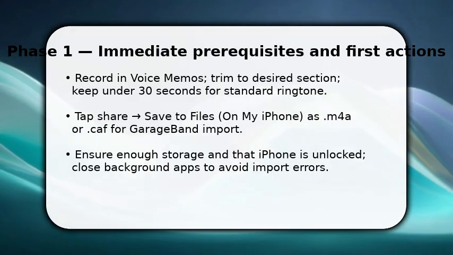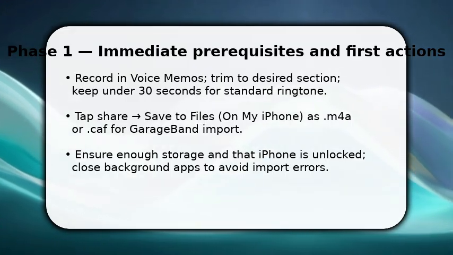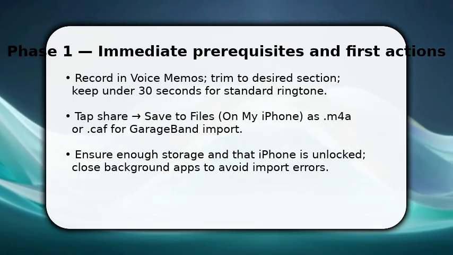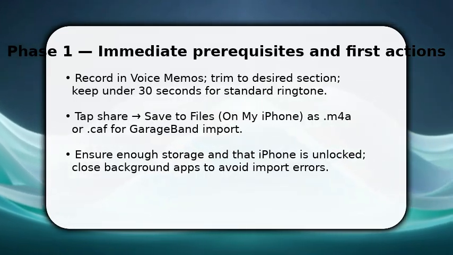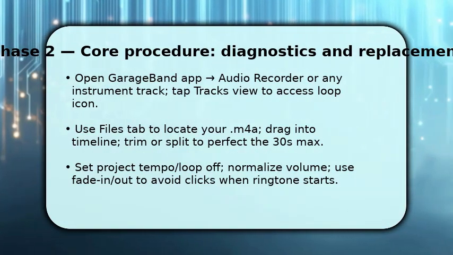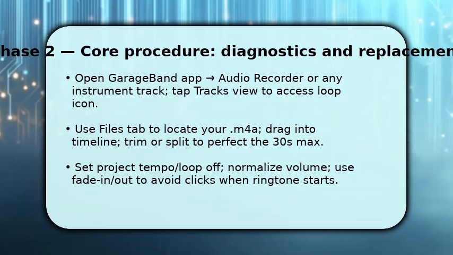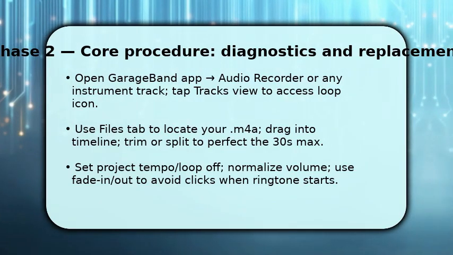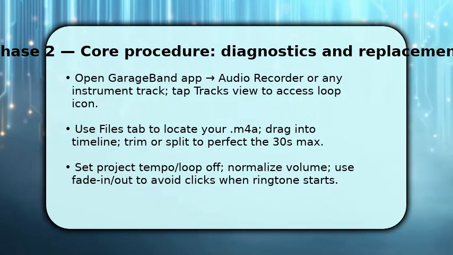If your device warns about space, free a little, otherwise the next step will be fast and reliable and you'll avoid import failures. You now open GarageBand and create a new audio recorder or simple instrument track. Then go to Tracks View and tap the loop icon to import. Once the Files tab shows your saved clip, drag it into the timeline and position it at the start.